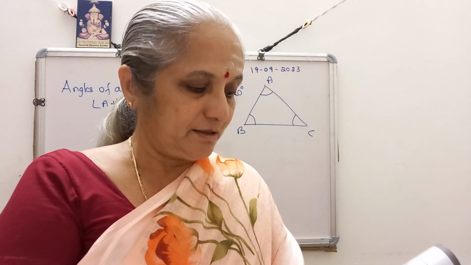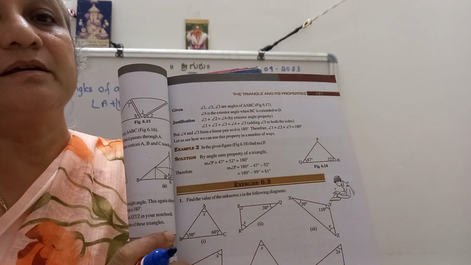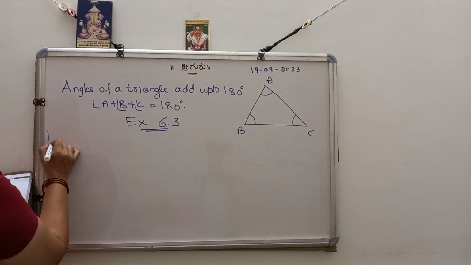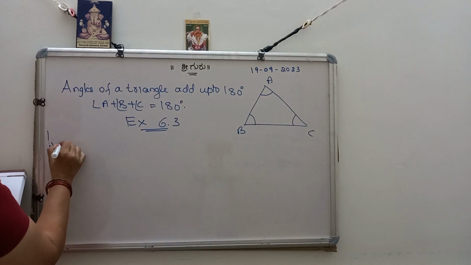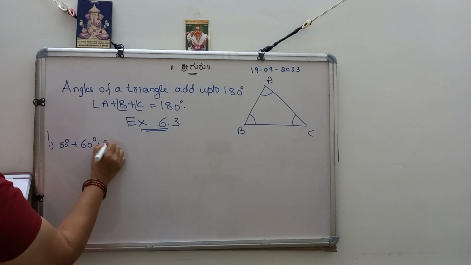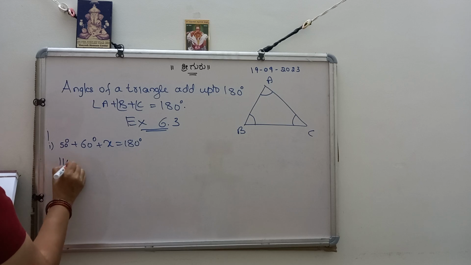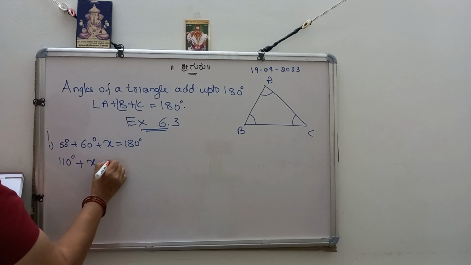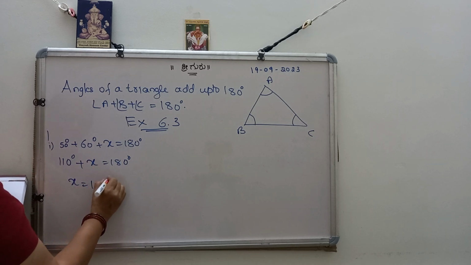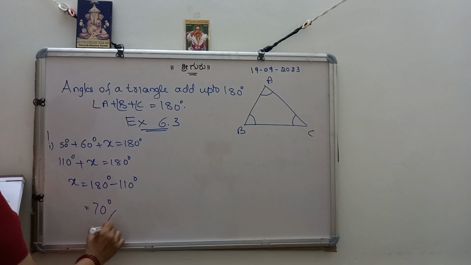First diagram, the measure of two angles is 50 degrees and 60 degrees. We can write 50 degrees plus 60 degrees plus x is equal to 180 degrees. That is 110 degrees plus x is equal to 180 degrees. X is equal to 180 degrees minus 110. This is equal to 70 degrees.